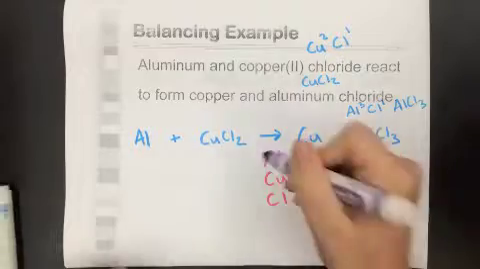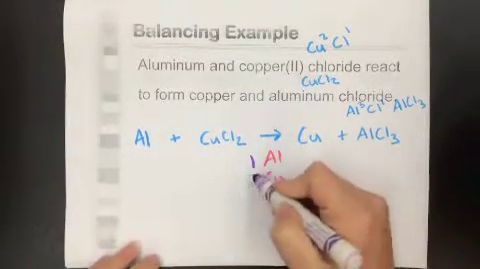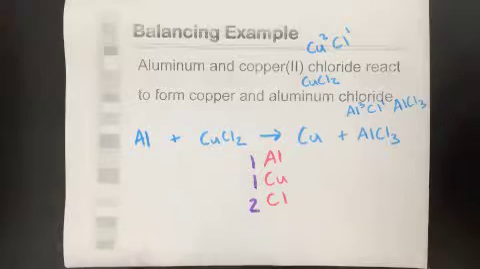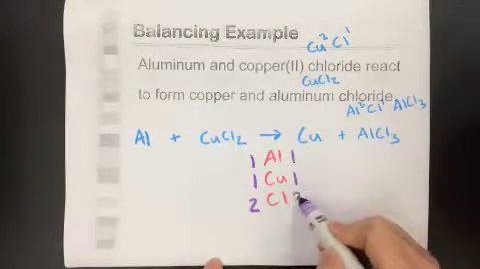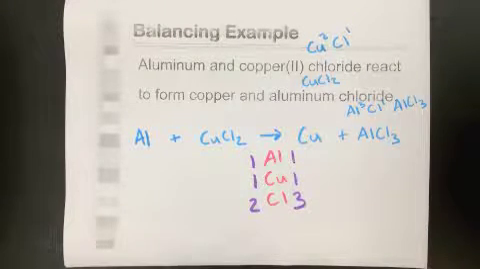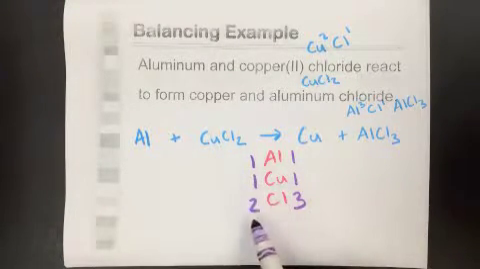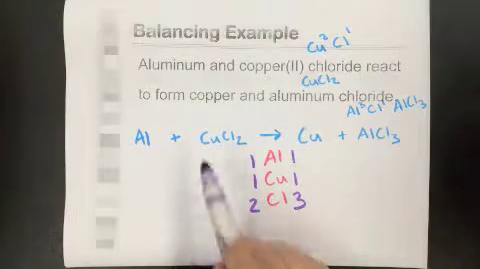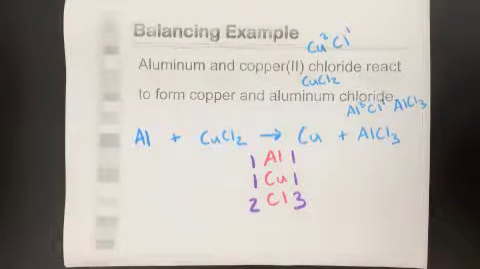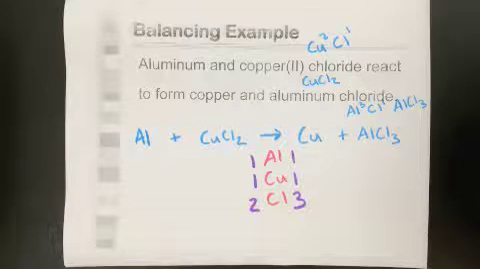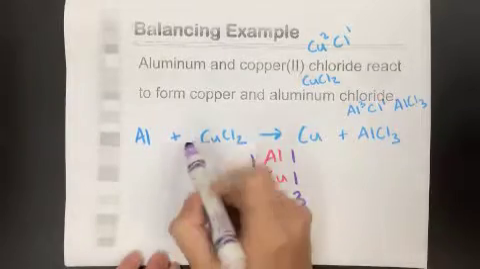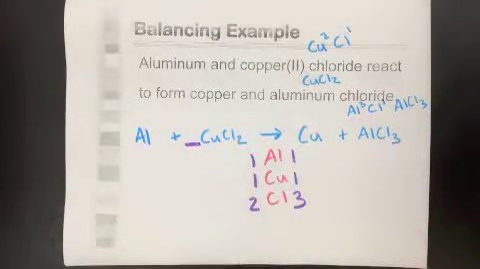Aluminum's on the left. We have 1. Copper on the left, 1. Cl on the left, 2. On the right, 1, 1, and 3. So this is where we hit a problem. What times 2 equals 3? A whole number. Does a whole number times 2 equal 3? And your answer should be no. Now this is where you have to figure out what 2 and 3 both go into, and your lowest one. So both 2 and 3 go into 6. So then you have to ask yourself, what times 2 equals 6?